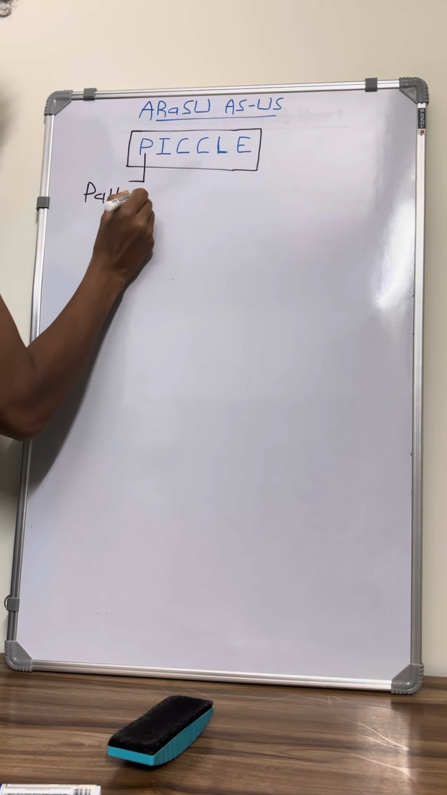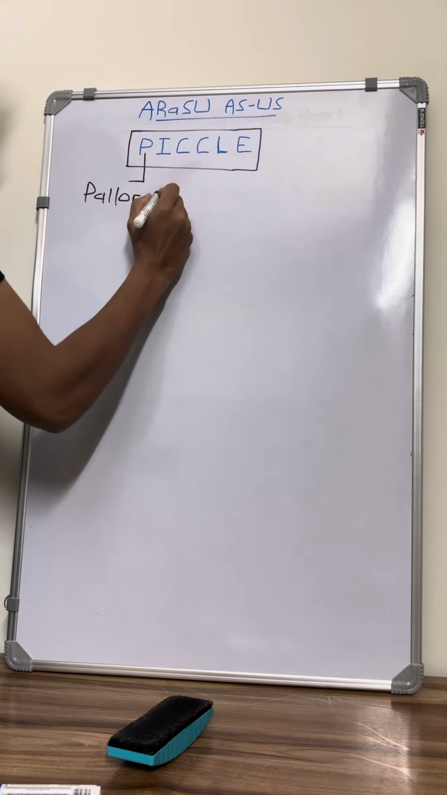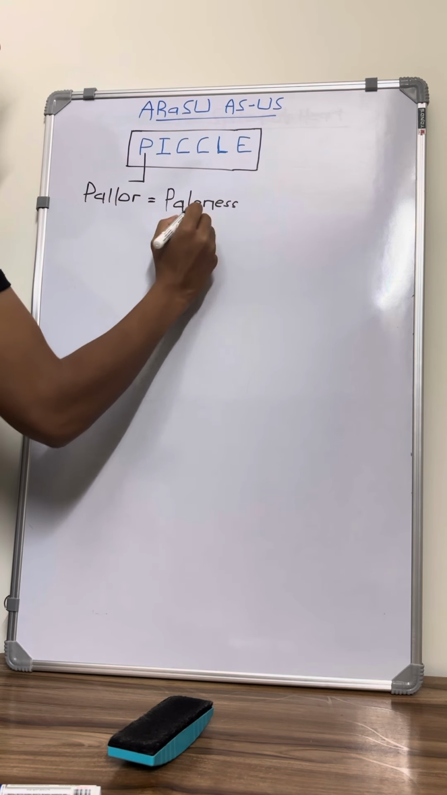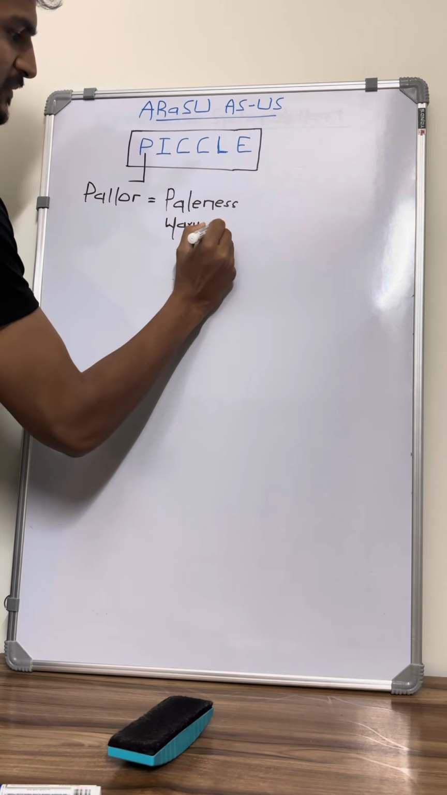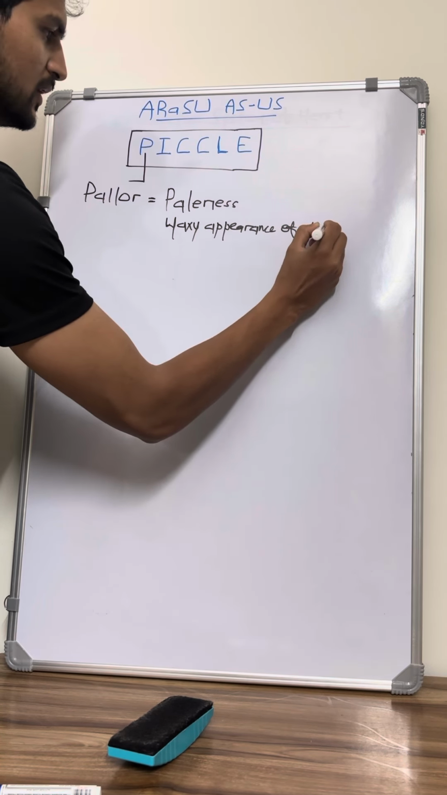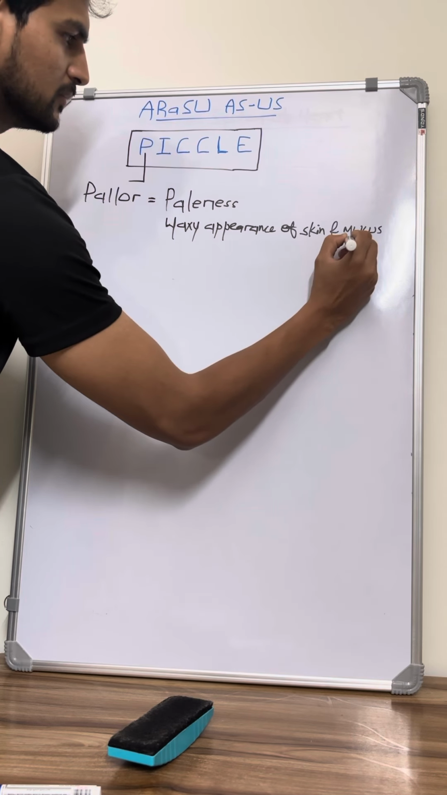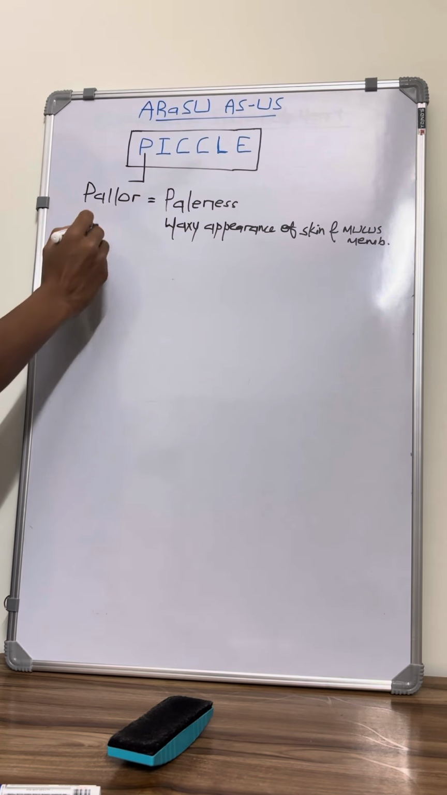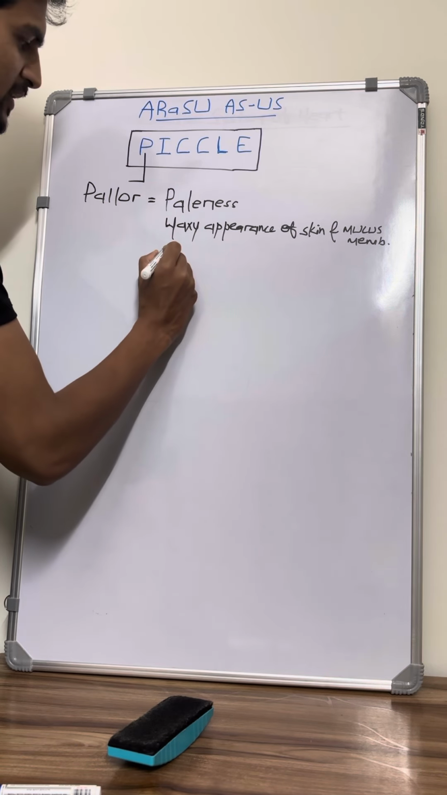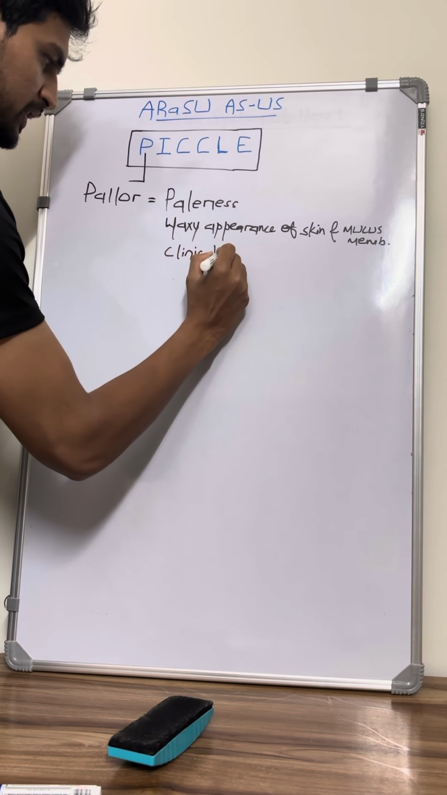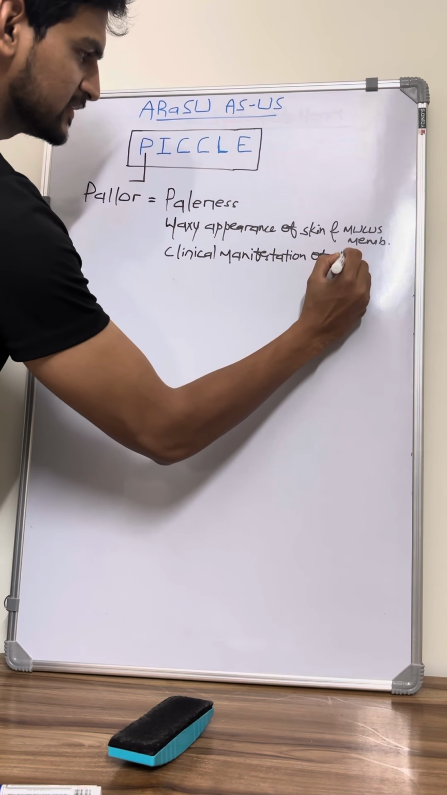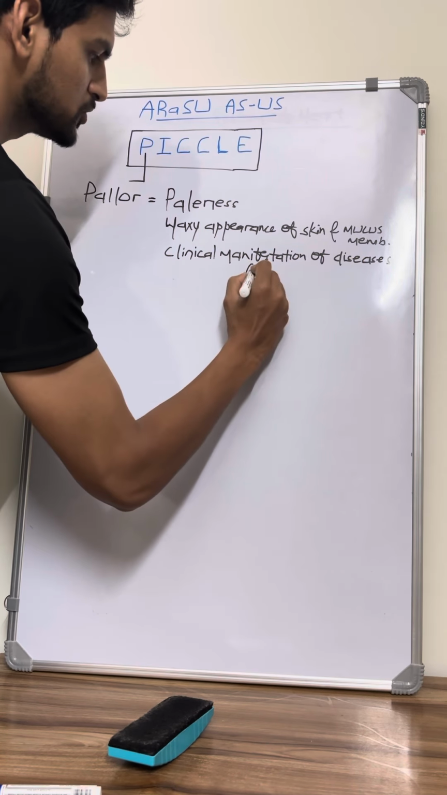So first we have to know what is pallor. Pallor is nothing but paleness or waxy appearance of skin and mucous membrane. So this is the meaning, and it is the clinical manifestation of many underlying diseases, most commonly anemia.